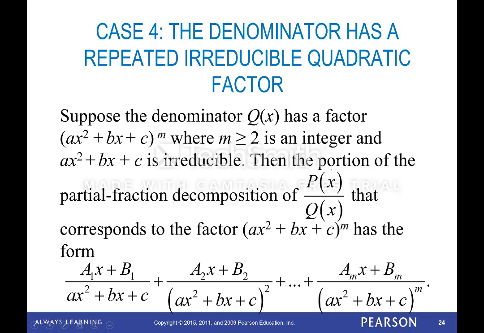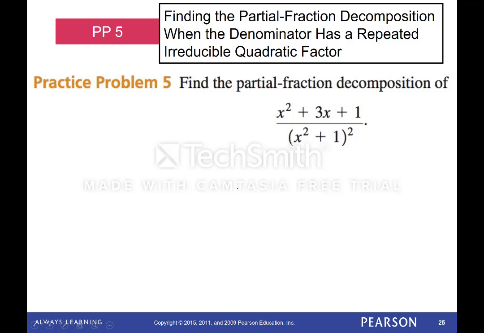All right, we're up to case 4. Let's see what we have here. Let's see a denominator that is repeated and that has also irreducible quadratic factors. Oh boy, this is just getting more and more complicated here. So let's see what we do here. All right, case 4. Find the partial fraction decomposition of this.